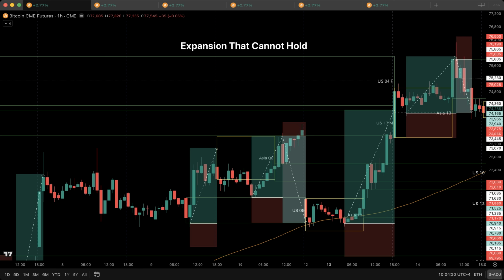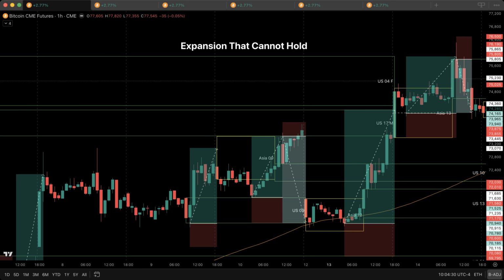Now the execution problem appears again. If you chase the breakout, you enter at the end. If you wait for confirmation, the move is already gone. If you hold above the level, it reverses before stabilizing. Now the structure repeats. Price moves up, fails to hold, returns inside, moves again, fails earlier, returns faster. This is not expansion. This is extension without acceptance.